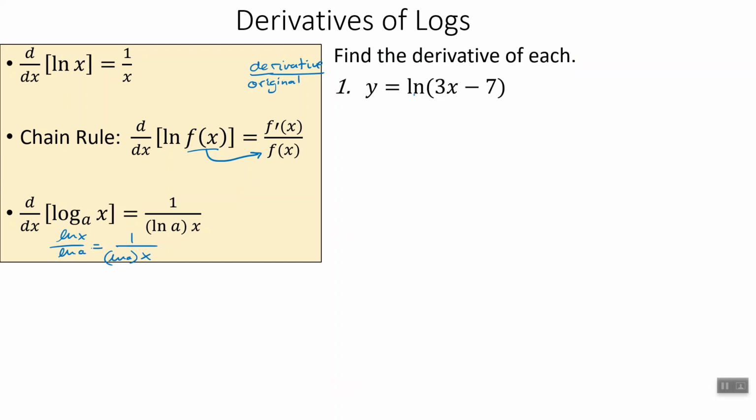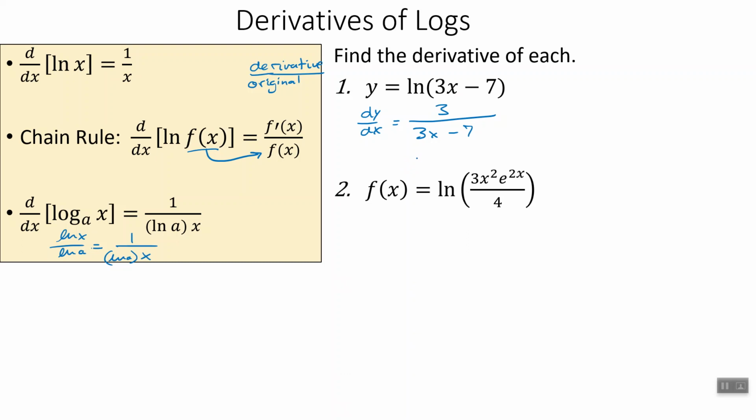All right, so here we go. Y equals the natural log of 3x minus 7. So our derivative dy dx, or y prime, would be, on the bottom we have the same thing. On the top we have the derivative of 3x minus 7. Done.